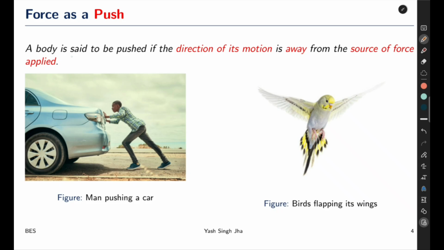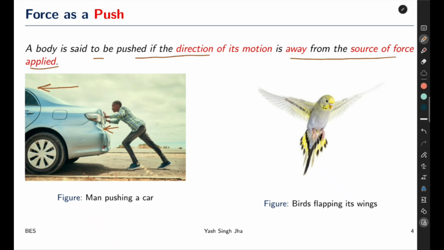What is force as a push? A body is said to be pushed if the direction of motion is away from the source of force applied. There is a car and the man is applying a force. The car will move in this direction and the force is also being applied in the same direction. So the direction of motion is away from the source of force applied. We are just giving words to commonsensical things.